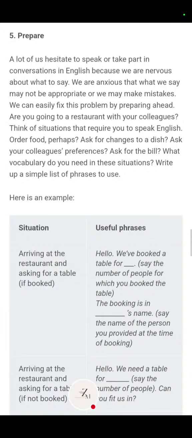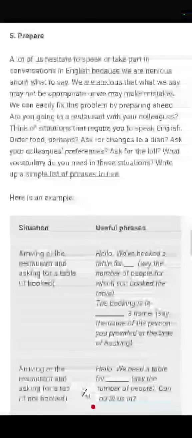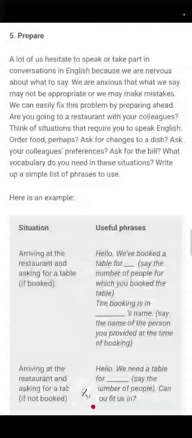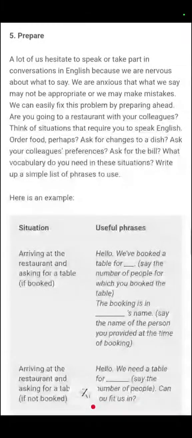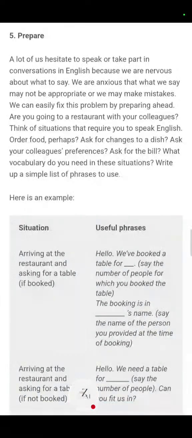The next step is preparation. A lot of us hesitate a lot when we are going to speak because we are not prepared for that. Prepare, rehearse, rehearse, rehearse. If you are going to have a presentation, what are you supposed to do? Repeat that presentation as many times as you can. Think you are sitting in front of your audience, and repeat as many times as you can.